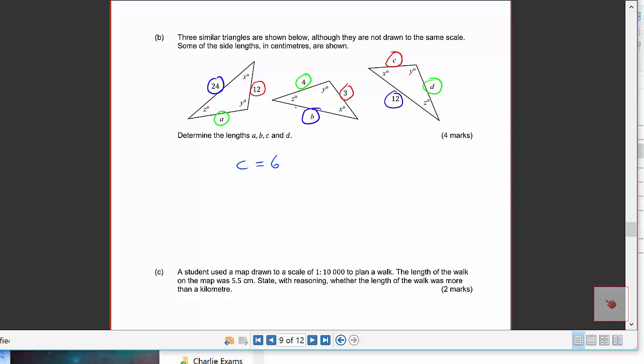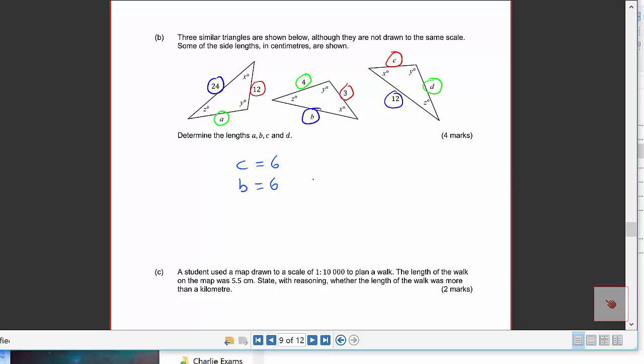Now let's look at this one, and the 12 and the 3 correspond. So the lengths in this one are a quarter of the lengths in this one. So that's 24. A quarter of 24 is 6. So b is equal to 6.